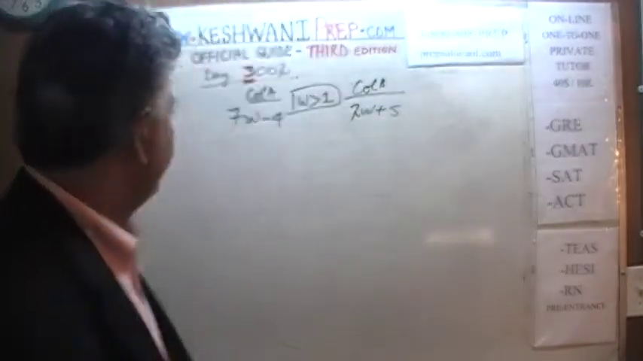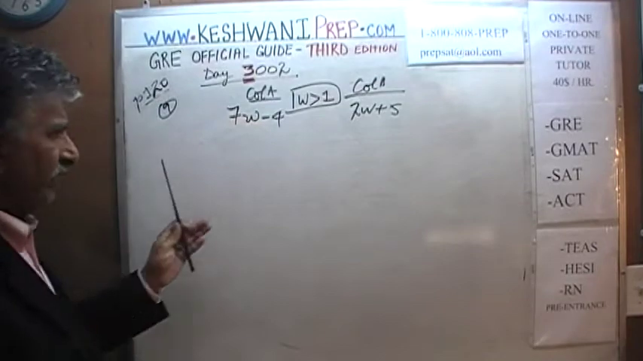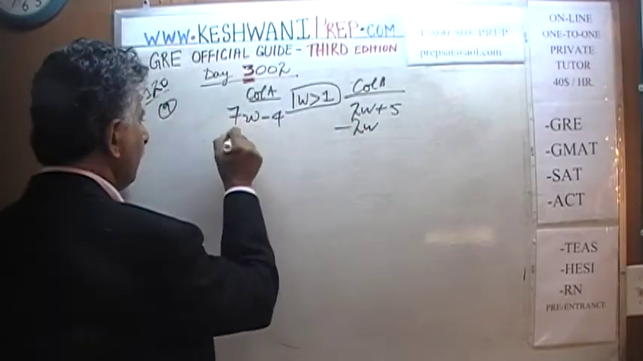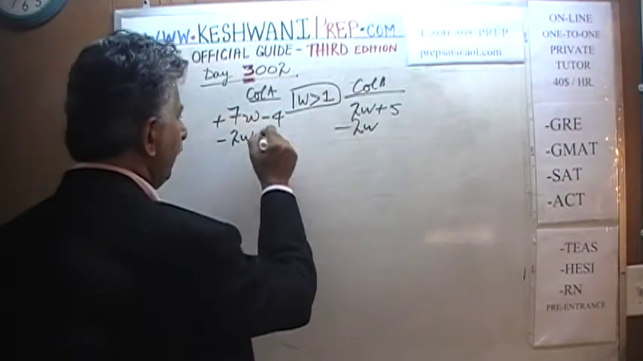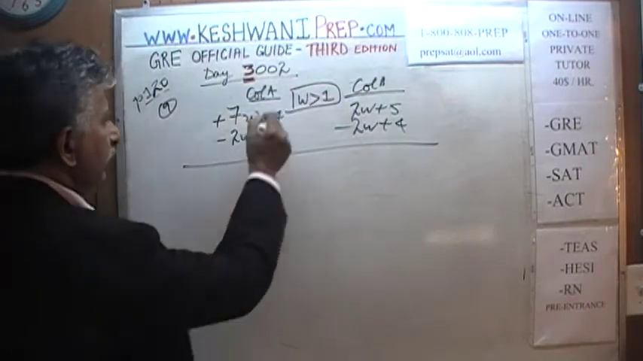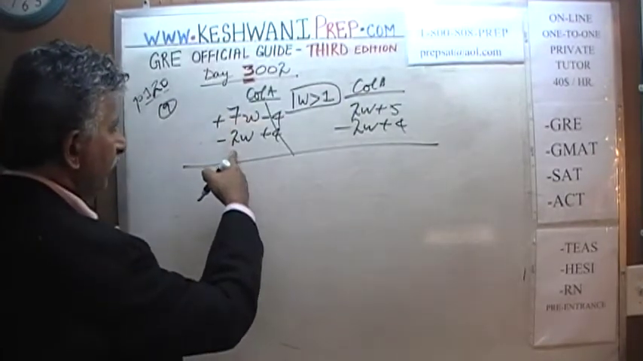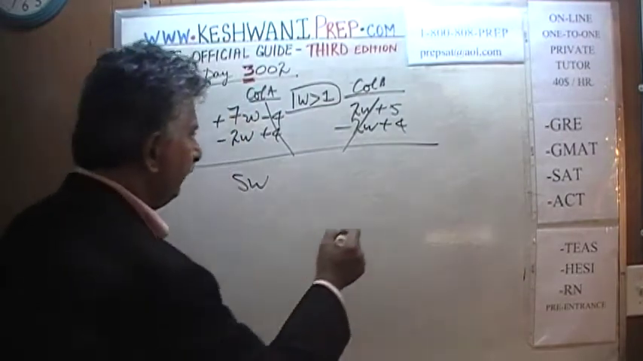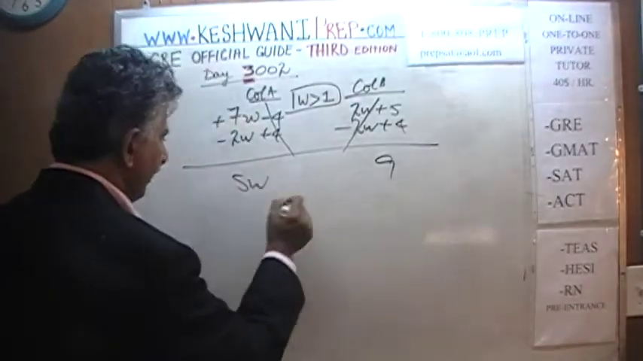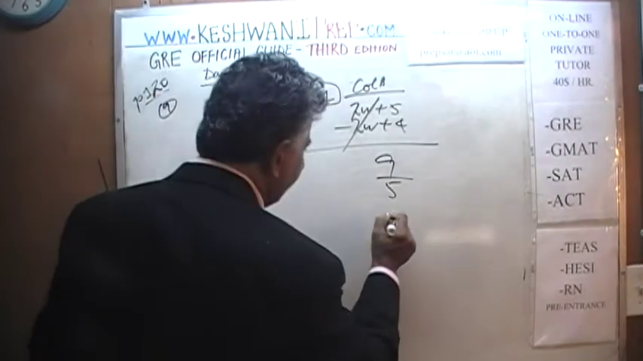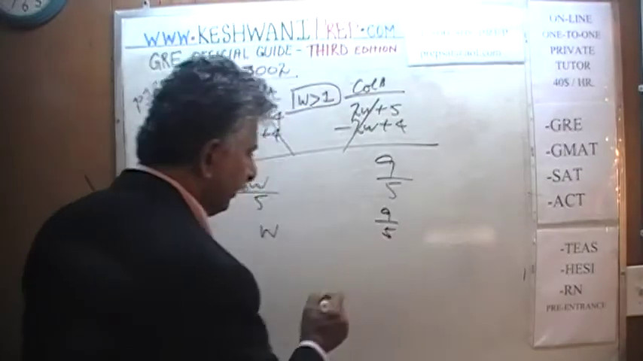Let's see what we can do here. Let's bring all the w's on one side, bring the constants to the other side. Subtract 2w from both columns, and add 4 to both columns. The 4's are going to drop out. 7w minus 2w is going to be 5w. And here the 2w goes away, and we end up with 9. Divide both sides by 5, and we get w versus 9/5.